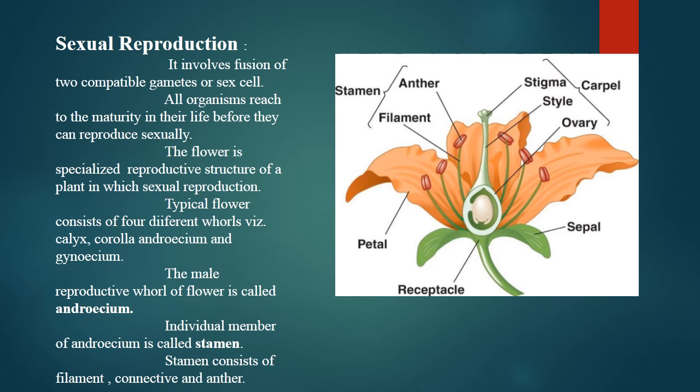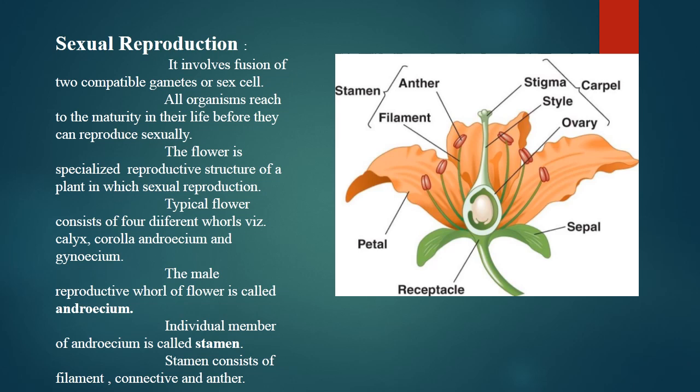Sexual reproduction is grouped into three stages: pre-fertilization, fertilization and post-fertilization. The gametophyte is the multicellular structure that is haploid. The gametophyte produces male or female gametes by the process of cell division called mitosis. The male reproductive whorl of the flower is called the androecium. An individual member of the androecium is called the stamen.